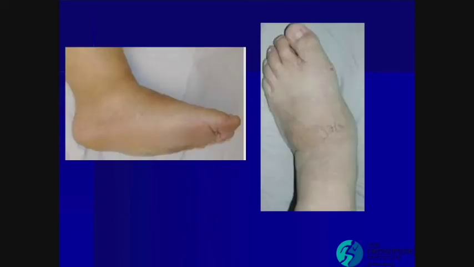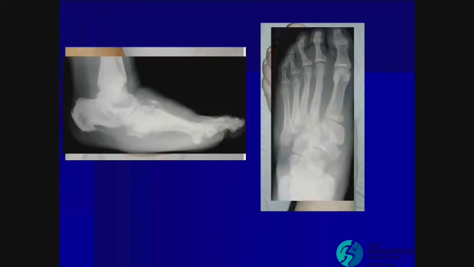Well, this is more of a late presentation. This is what's called a rocker bottom foot. You see here, it's swollen. You may think it's just swollen or inflamed or maybe a cellulitis, but then you get an x-ray, you see joint dislocations and bony erosions. So the last pearl is, you have someone with diabetes, with neuropathy, with a foot injury, always have that in the back of your mind, because you just never know.